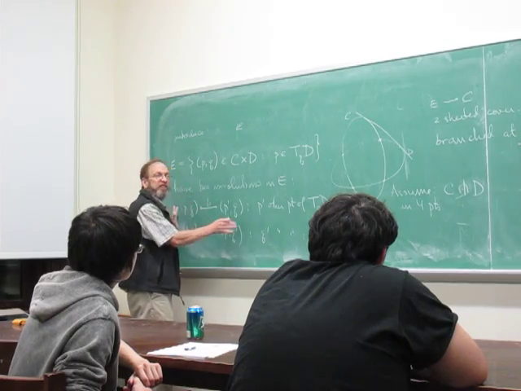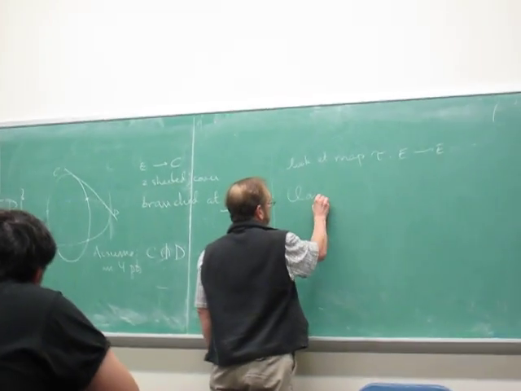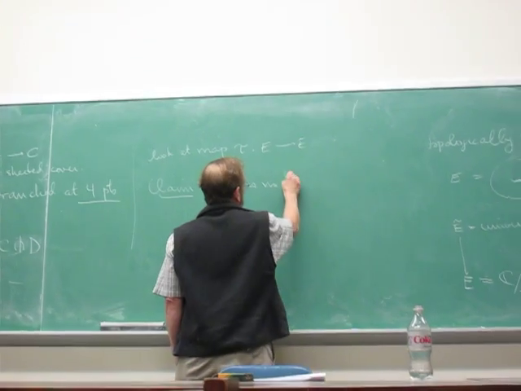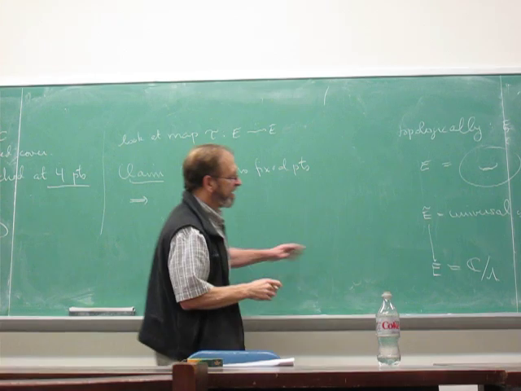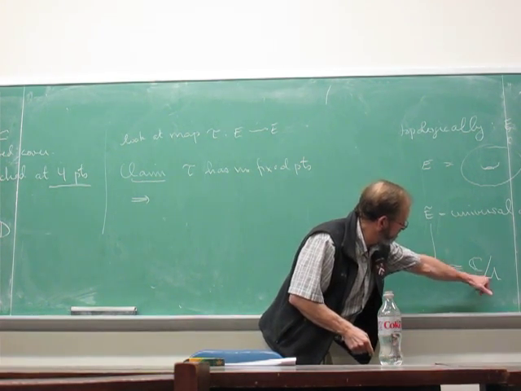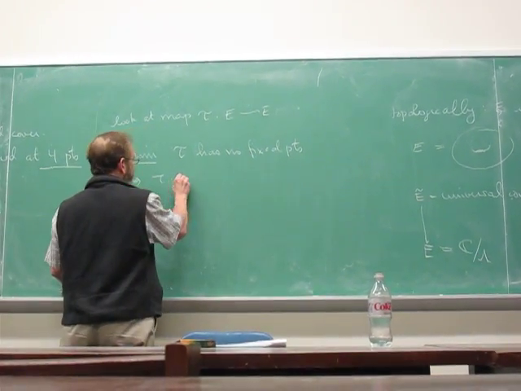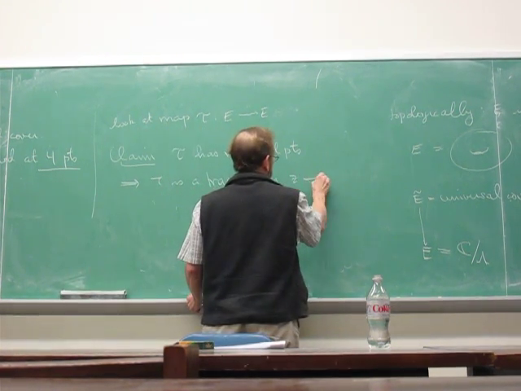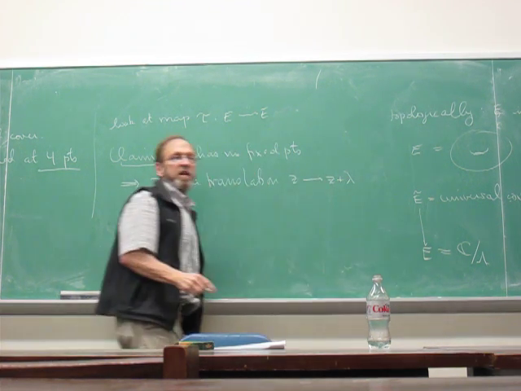So there are no fixed points at tau. The claim is that the fact that tau has no fixed points implies that in terms of this realization of E as the complex plane modulo a lattice, tau is a translation. Z goes to Z plus lambda for some complex number.